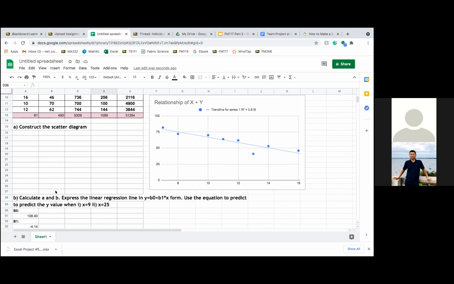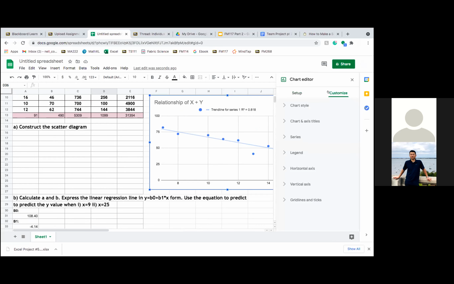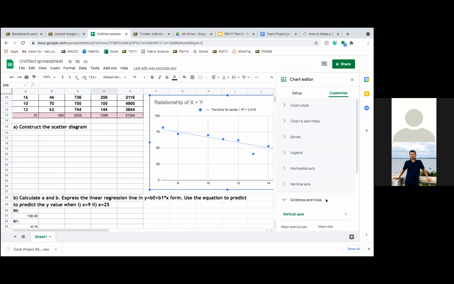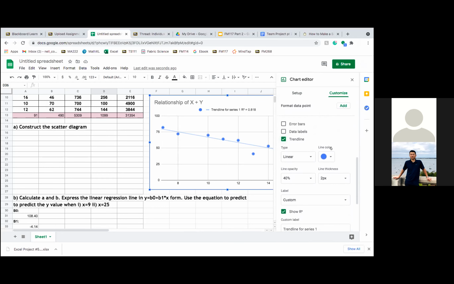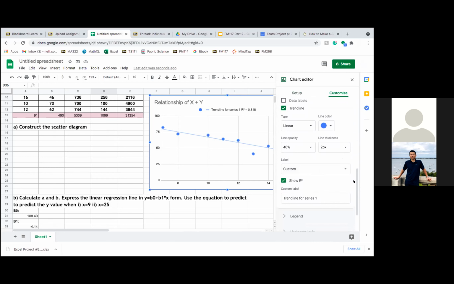One more time. Click on the chart. Go to setup. Scroll down. Customize. One more time, click on customize. Now let's go to gridlines and ticks, the last option. Scroll down. No, let's go back to the scatter plot itself. Click on the ordered pairs. Click on the points one more time. Good. Scroll down one more time. Trend line, show us one more time. Trend line for series. Customize. Scroll down more.